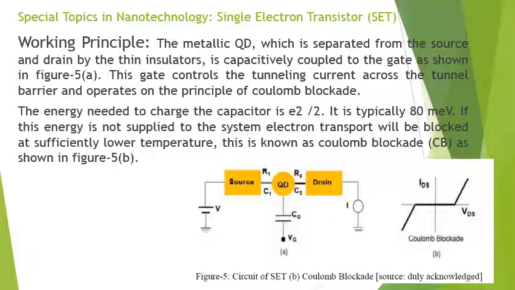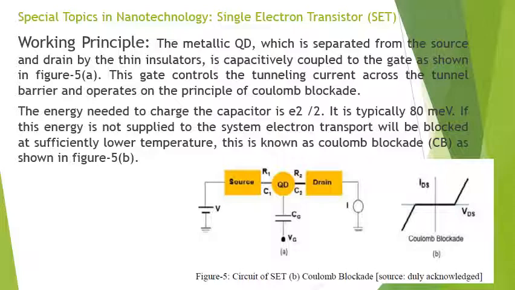Now the working principle. The metallic quantum dot, which is separated from the source and drain by thin insulators, is capacitively coupled to the gate as shown in figure C, right? This gate controls the tunneling current across the tunnel barrier and operates on the principle of Coulomb blockade. The energy needed to charge the capacitor is e^2/2C, and it is typically 80 milli electron volts. If this energy is not supplied to the system, electron transport will be blocked at sufficiently low temperature, right? This is known as Coulomb blockade. It is shown in figure B.